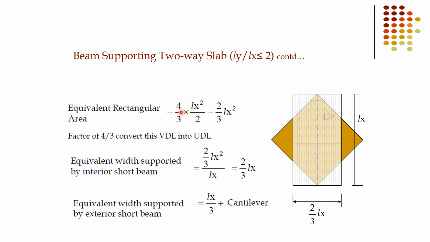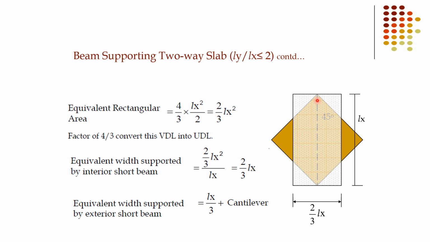What is 4 by 3? It is a conversion factor to convert VDL load to UDL load. Factor of 4 by 3 converts this VDL load, varying distributed load, to UDL. Okay, so just multiplied with 4 by 3. Okay, the answer is 2 by 3 Lx square. So now this equivalent UDL load is 2 by 3 Lx square.